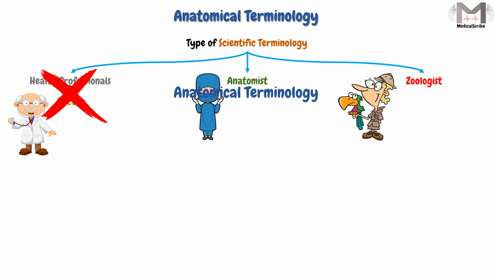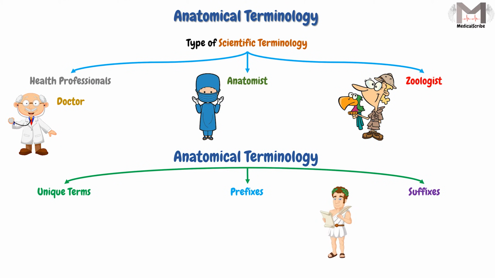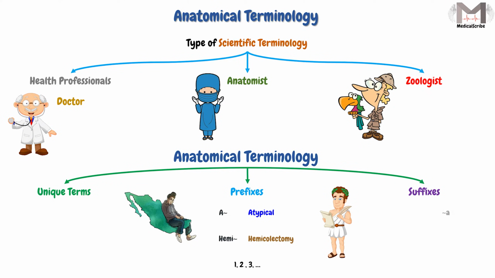And what makes the anatomical terminology special are the unique terms, prefixes, and suffixes, most of which are derived from ancient Greek or Latin. And you know that prefixes are letters or words or numbers that we add to the beginning of a word to give a specific meaning, while suffixes are also letters or words or numbers, but we add them to the end of the word this time, also to give a specific meaning.